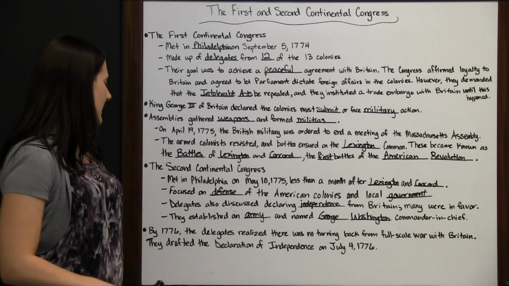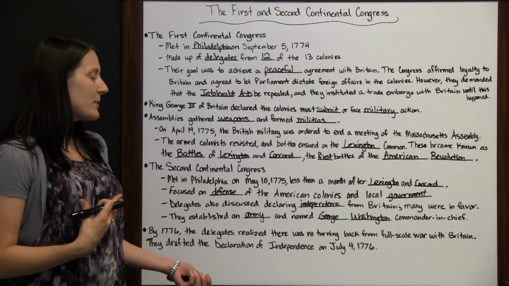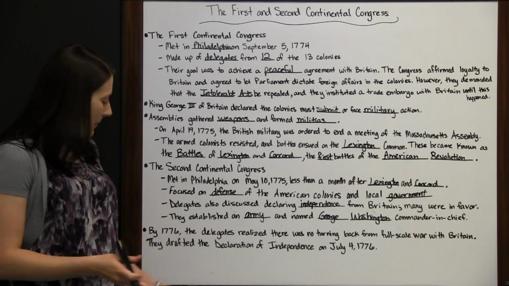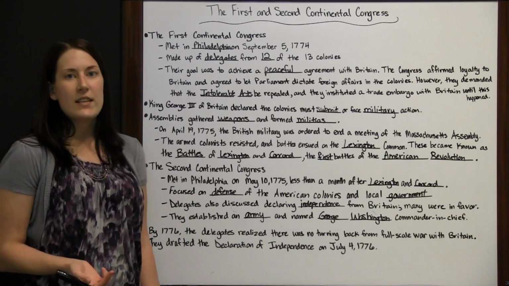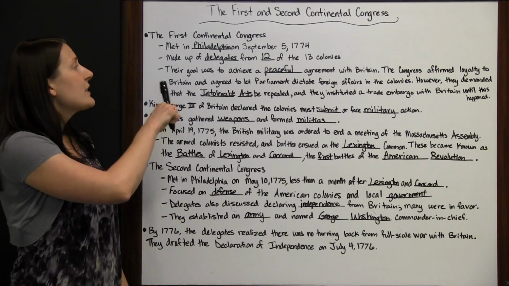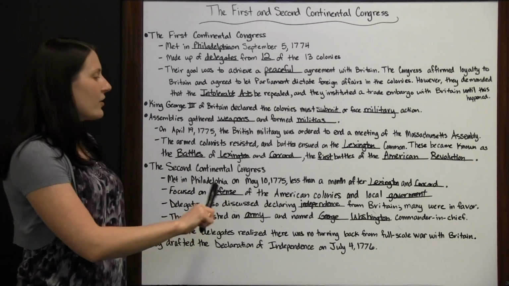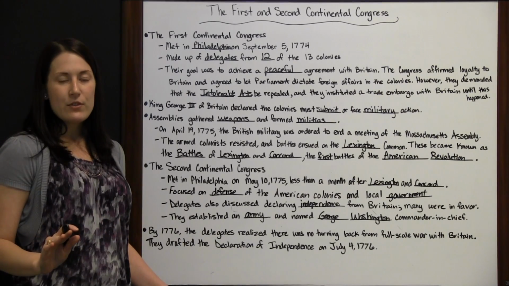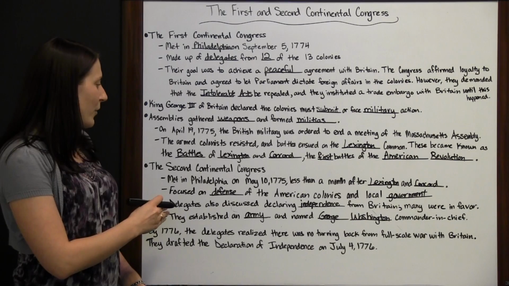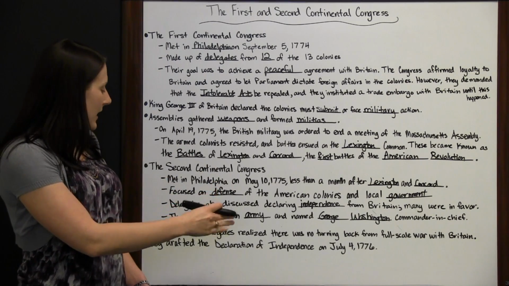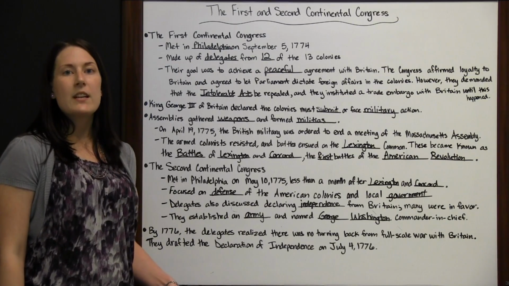However, by 1776, the delegates realized there was no turning back from full-scale war with Britain, and after this was over, there was no way they were going to patch things up. So they drafted the Declaration of Independence on July 4th, 1776. So your First Continental Congress was about trying to find a peaceful solution with Britain. The Second Continental Congress decided there can't be a peaceful solution. Britain's definitely going to fight us and is not going to give in. So they decided to form their own army. They chose a leader, and eventually they drafted the Declaration of Independence to declare themselves independent of Britain.